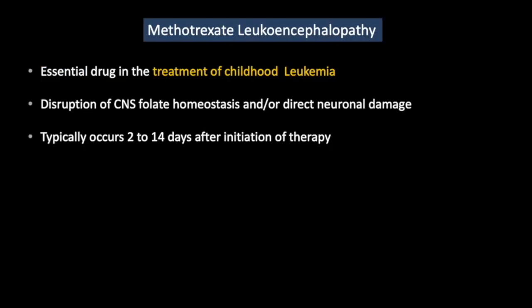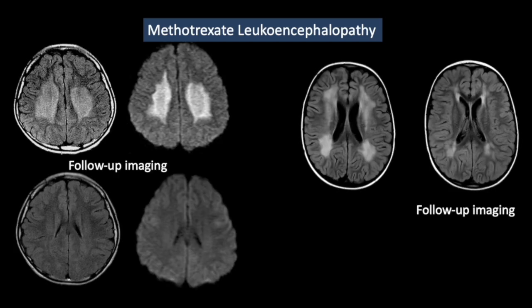So starting with methotrexate leukoencephalopathy, it is an essential drug in the treatment of childhood leukemia, and disruption of folate homeostasis and or direct neuronal damage results in brain injury that typically occurs 2 to 14 days after initiation of therapy. The most common pattern observed in the pediatric age group is that of acute toxic leukoencephalopathy. On MR imaging, confluent T2 and FLAIR hyperintense signal changes are noted in the periventricular deep white matter with true diffusion restriction that eventually resolve on follow-up imaging.